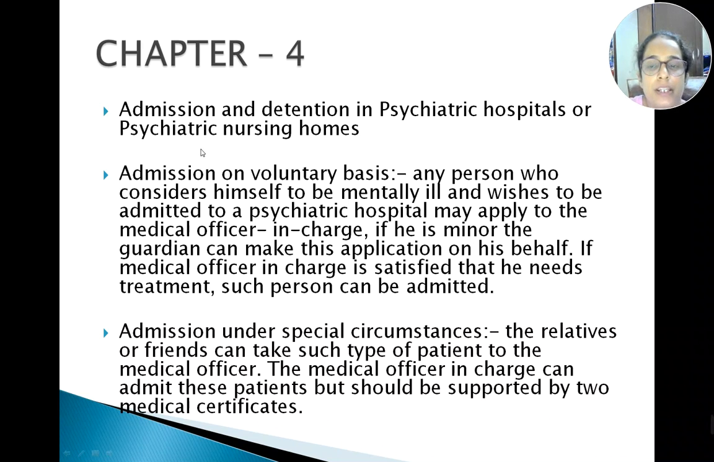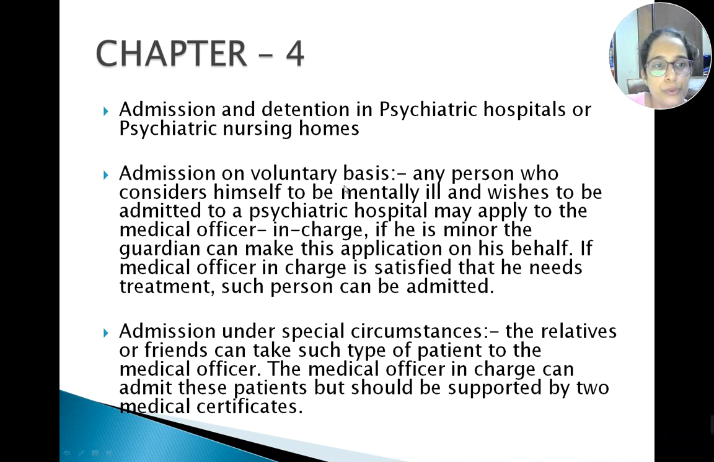Next, the fourth chapter. In the fourth chapter they talk about admission and detention in psychiatric hospitals or nursing homes, of different types. First is admission on voluntary basis. This means any person who considers himself to be mentally ill and wishes to be admitted to the psychiatric hospital may apply to the medical officer in charge. If he is a minor, the guardian has to make the application on his behalf. If the medical officer in charge is satisfied that he needs treatment, that person should be admitted. This is one type of admission in the psychiatric setting.